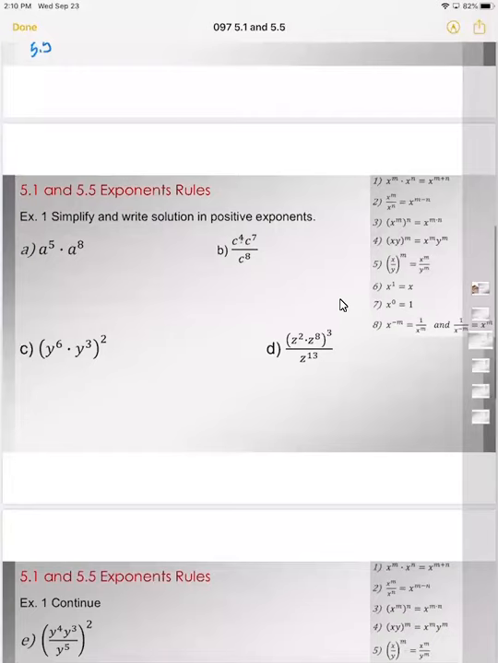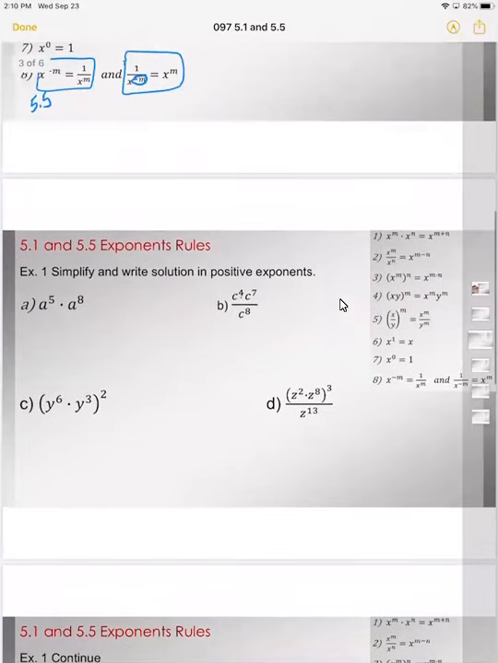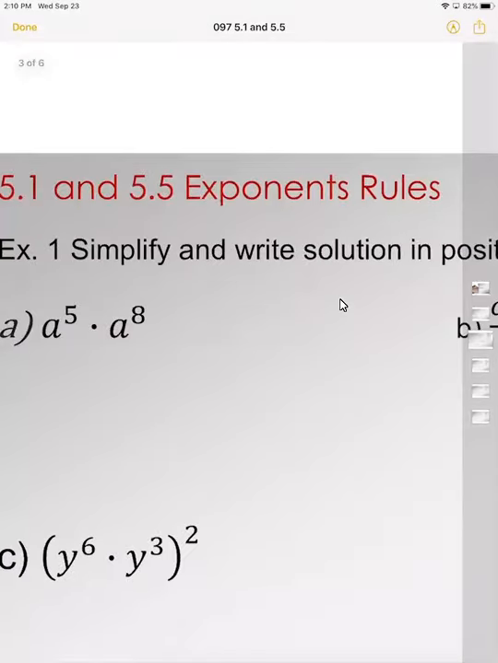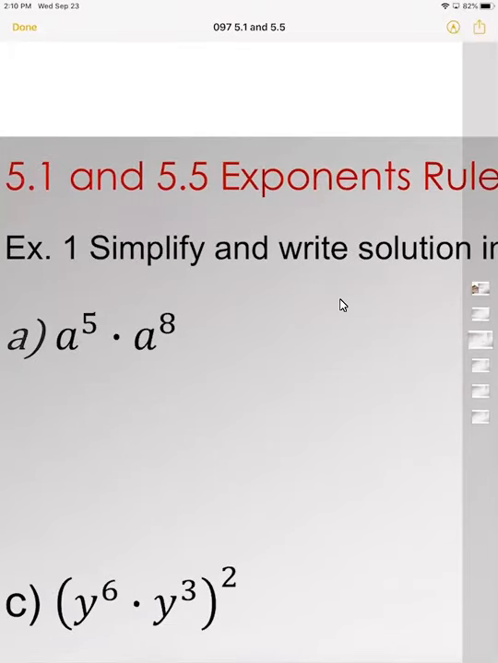They ask you to simplify and write your solution in positive exponents. So we have these 4 problems here, and when you look at them, one thing I tell my students is that this particular section is the hardest for me to teach, because there are many ways that you can attack a problem. There is no fixed way, right? There's no item that I say you have to do this first, this first, this first.